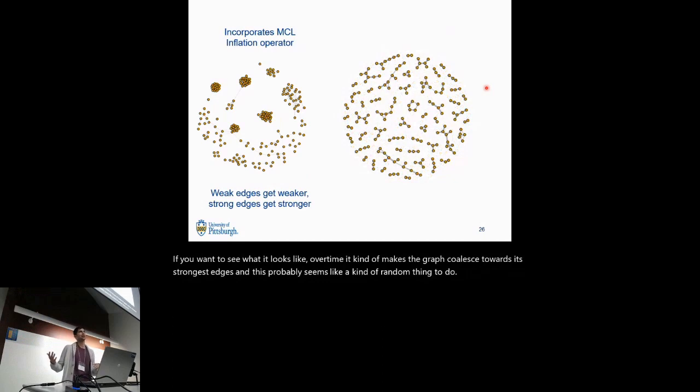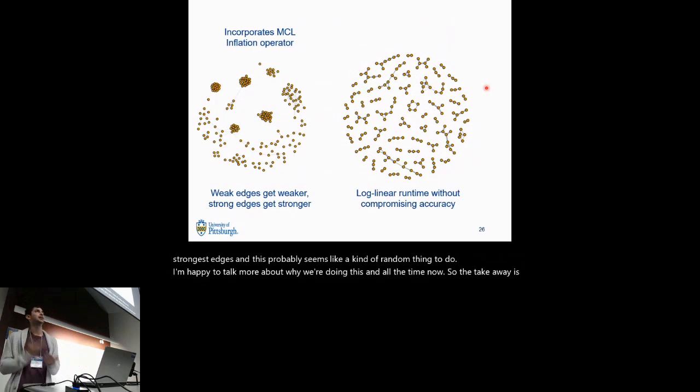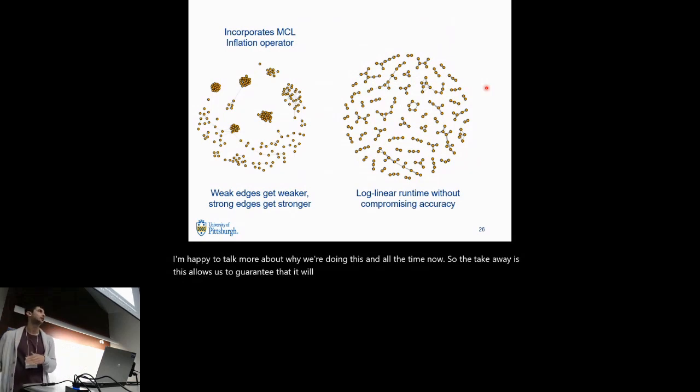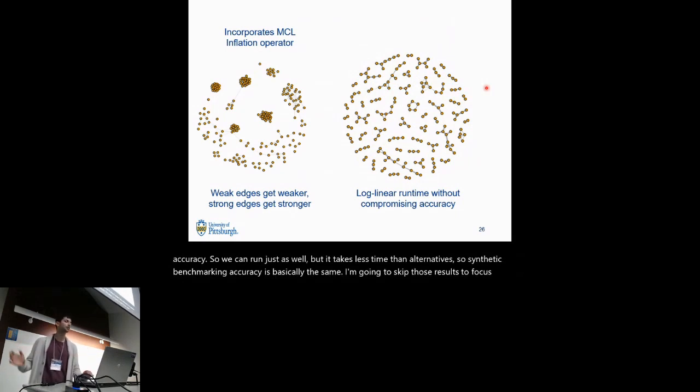I'm happy to talk more about why we're doing this. I don't have the time now. So the takeaway is this allows us to guarantee that it will converge in log linear time with basically no impact on accuracy. So we can run just as well, but it takes less time than alternatives. So synthetic benchmarking accuracy is basically the same. I'm going to skip those results to focus on the cool ones.